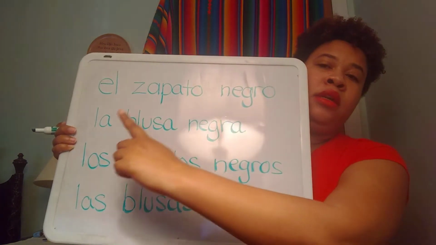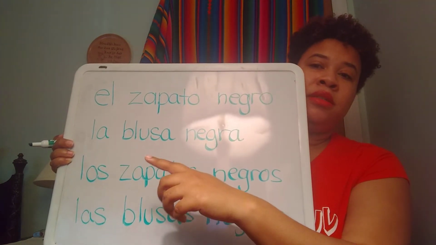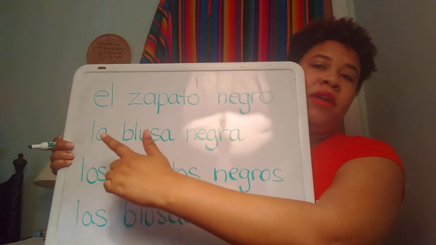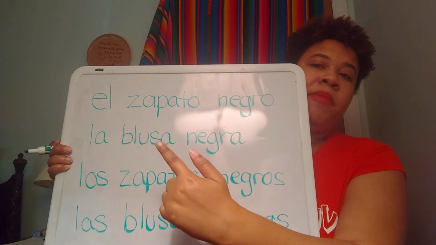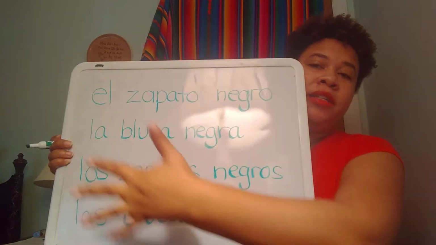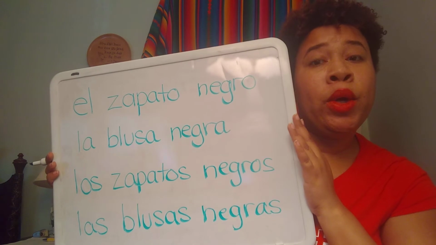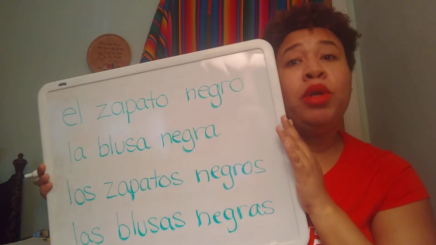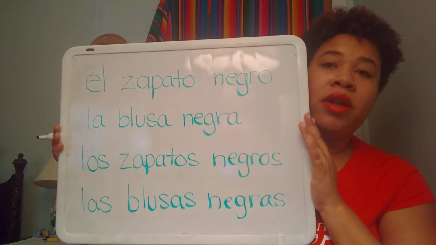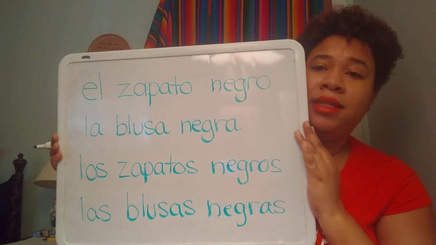Then in this example we have la blusa negra, the black blouse. And it's negra because blusa is feminine. We have a feminine singular article, a feminine singular noun, and a feminine singular adjective. It all has to agree with the gender. I cannot say la blusa negro. I can't say las blusas negros. It doesn't agree. It all has to be the right gender and the right singularity or plurality.